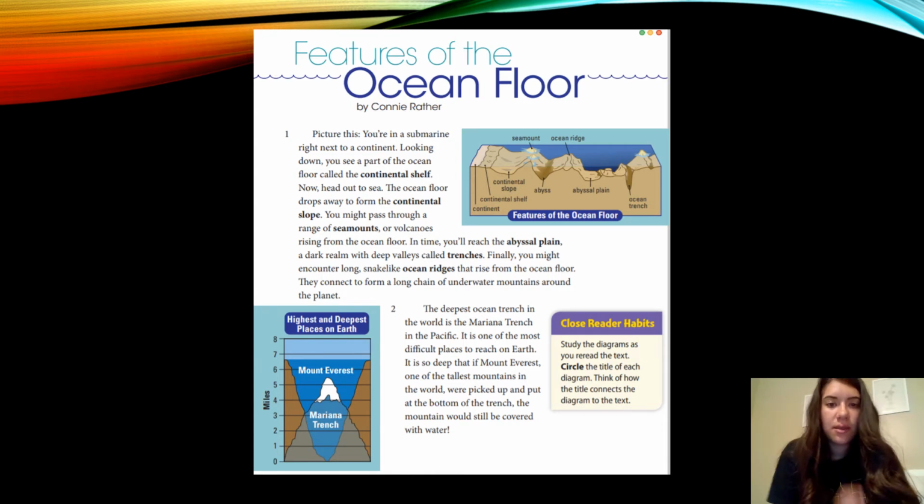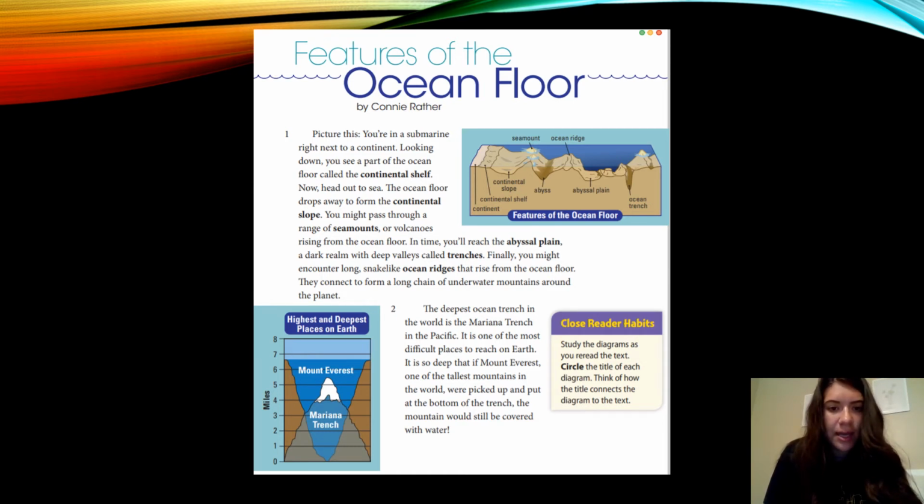Picture this. You're in a submarine right next to a continent. Looking down, you see a part of the ocean floor called the continental shelf. Now, head out to sea. The ocean floor drops away to form the continental slope. You might pass through a range of seamounts or volcanoes rising from the ocean floor. In time, you'll reach the abyssal plain, a dark realm with very deep valleys called trenches.